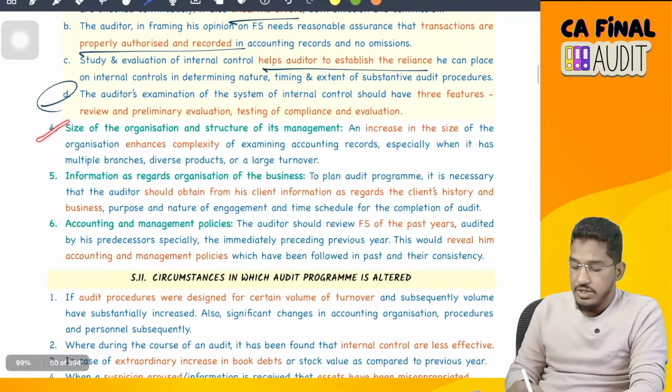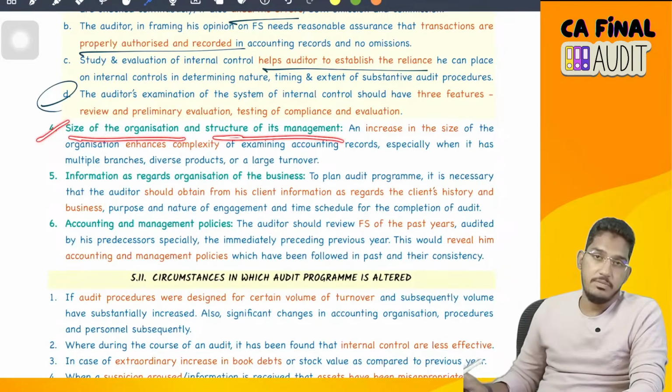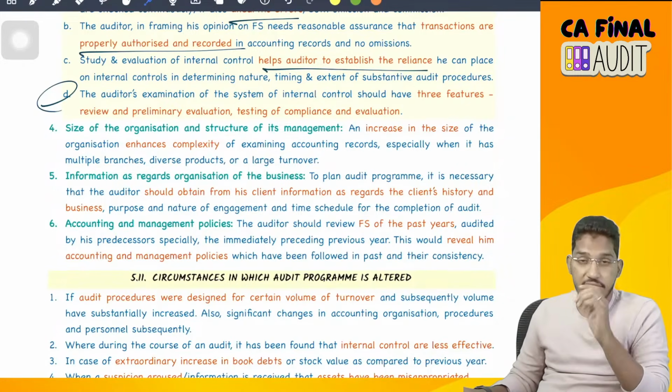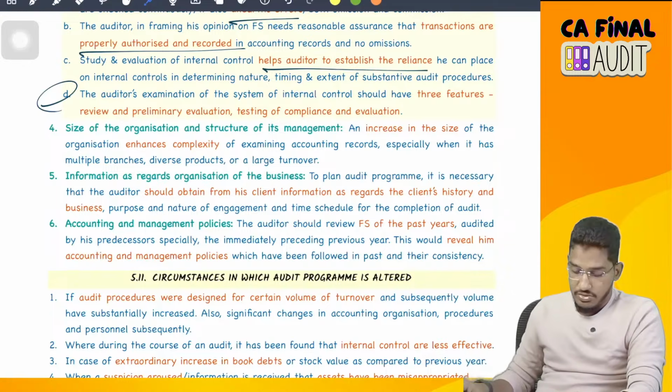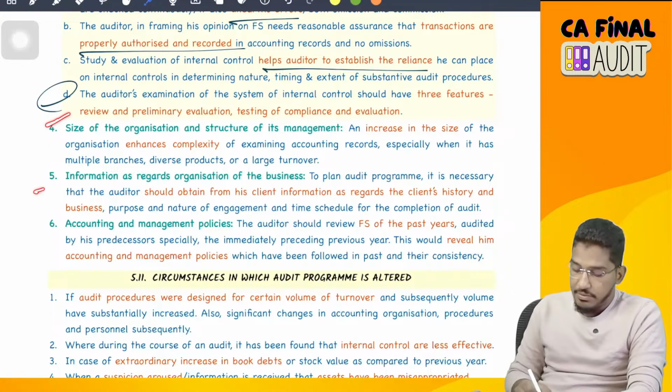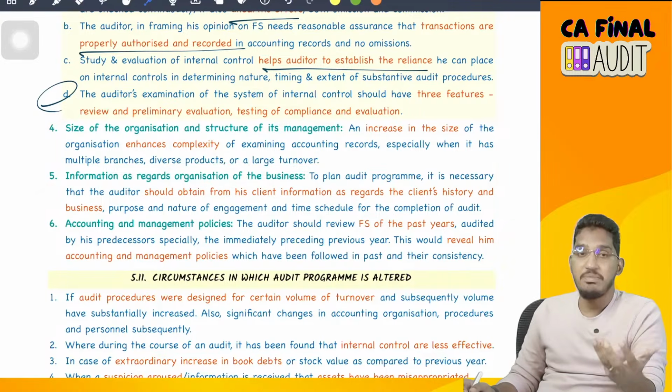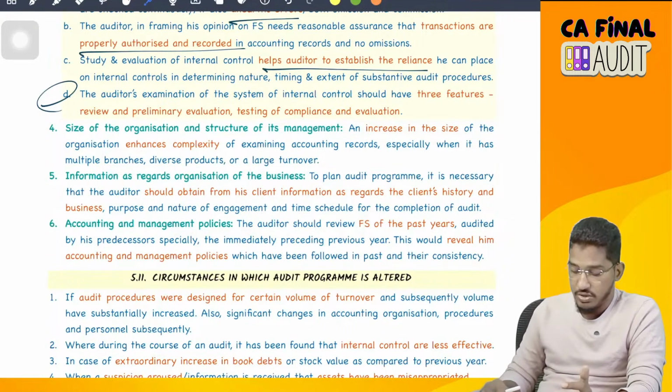And you also have to pay attention to the size of the organization and the structure of its management. You have to draft your instructions after considering the size of the organization and the management's structure, and also information as regards the organization of the business, how the business is getting organized and how the business is getting run. That also you need to consider.